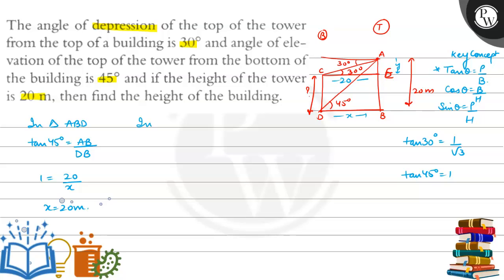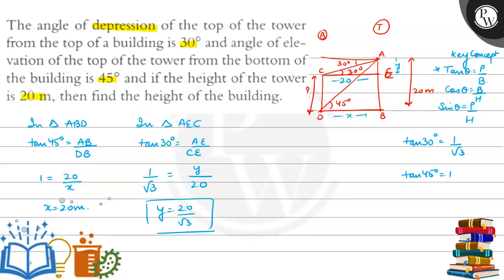Now the same case we will apply in triangle AEC. So this is tan 30 degree. Tan 30 is perpendicular, that is AE, divided by base CE. Tan 30 is 1 by root 3, AE is Y and CE is 20. So the value of Y is 20 by root 3.